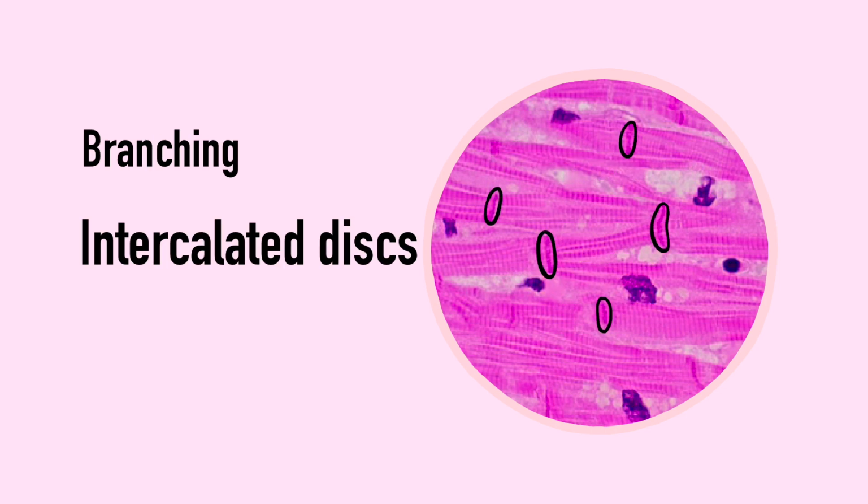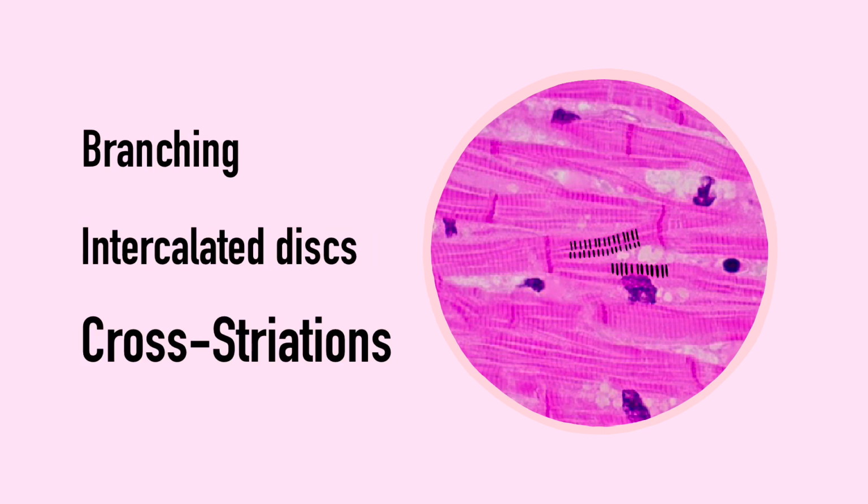Let's review the three special features that together help you determine that your slide is of cardiac muscle: branching, intercalated discs, and cross striations.